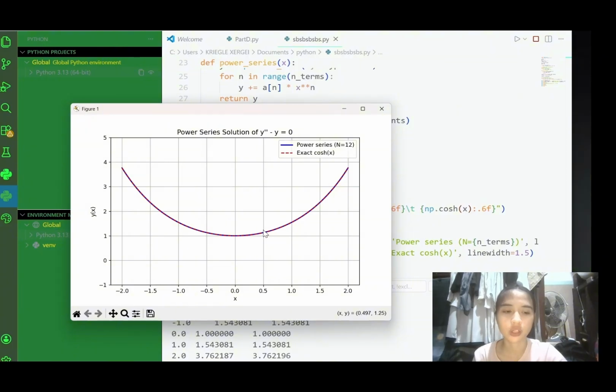In conclusion, the code successfully demonstrates that the solution of y double prime minus y equal to 0 is cosh of x, and the power series method gives a very accurate approximation.